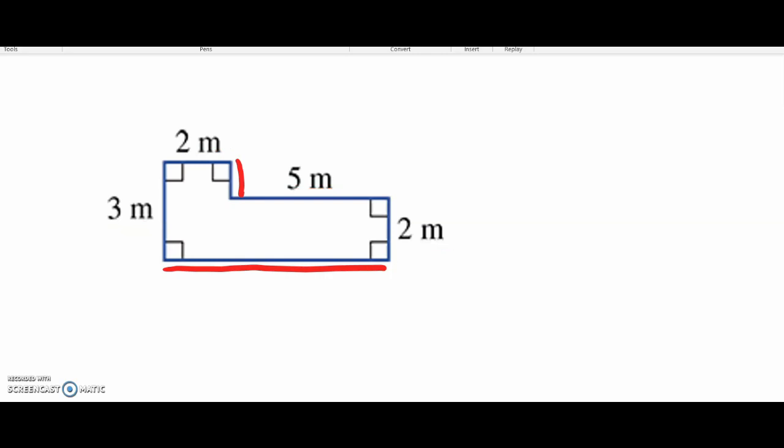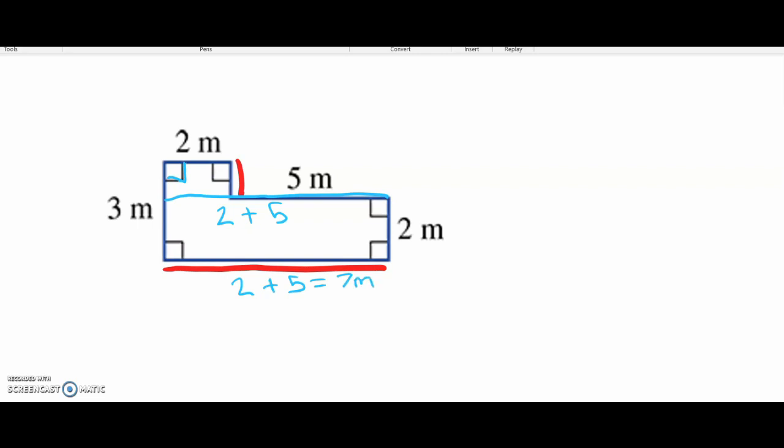So we need to be able to work out the bottom side first, which is relatively easy. What we need to do is look at the top, and the top total length from corner to corner is 2 plus 5. So that means that the bottom here is also the same. That's because these are right angles. So 2 plus 5 is equal to 7 meters.